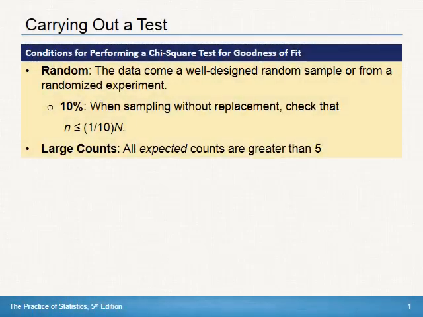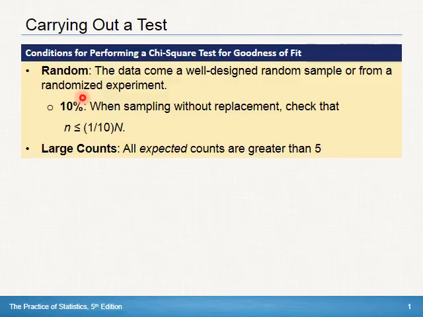Okay, in this section we're talking about how we carry out a test for hypotheses when we are trying to do a chi-square test for goodness of fit. A couple of the things that we've been talking about in the last few sections are a few things that we have to make sure. First, it has to be random. So the data come from a well-designed random sample or from a randomized experiment.